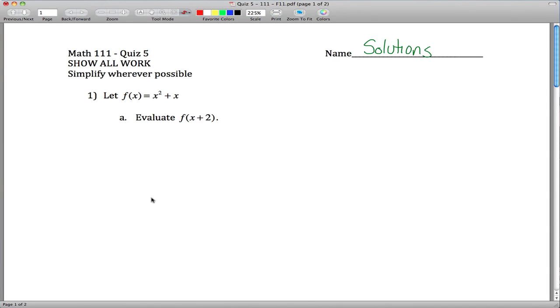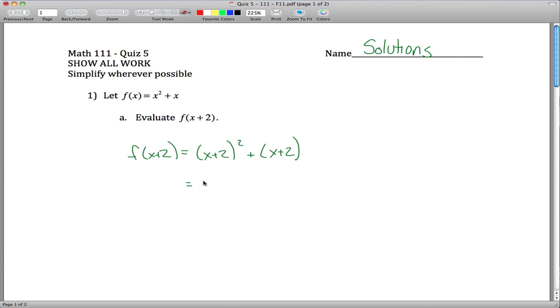Alright, quiz 5 solutions. We're given a function f of x up here and asked to evaluate f of x plus 2 and make sure to simplify. So let's see, if f of x is this, f of x plus 2, you just replace all the x's with x plus 2's. So instead of x squared plus x, we got x plus 2 squared plus x plus 2.